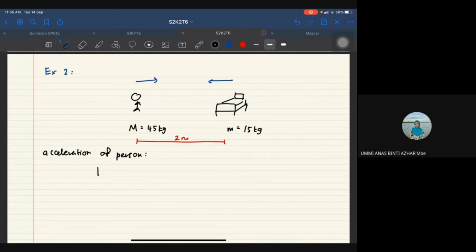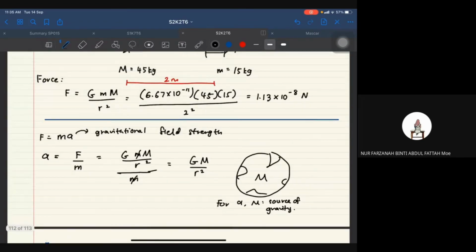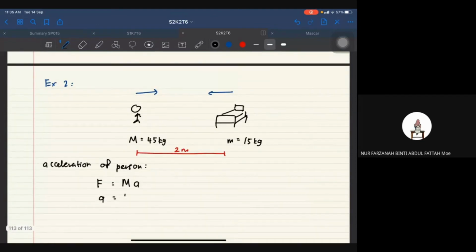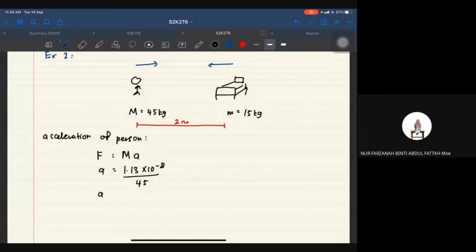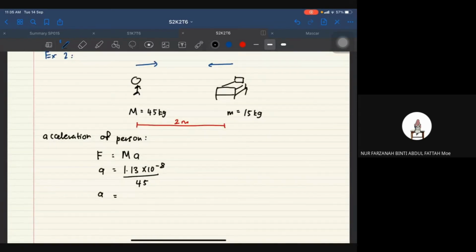it will be F equals to M A. Tapi mass ni kita nak pakai mass apa? Mass person ke mass bed? Person. Yes, mass person. So A equals F, which we already have, 1.13 times 10 negative 8, divided by the mass of the person, which is 45. Okay, so maybe somebody can calculate this one, and at the same time I try to calculate the acceleration of the bed.